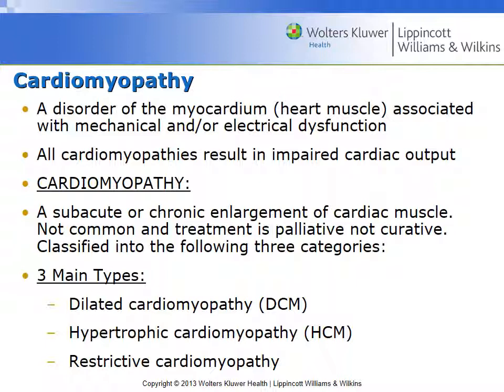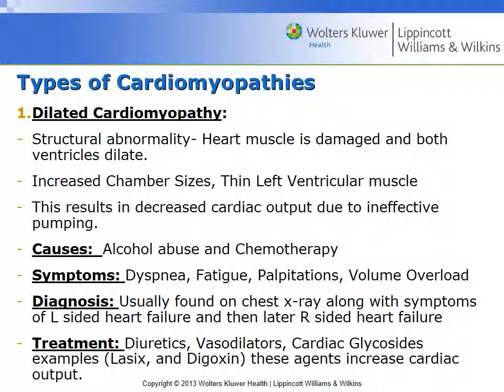Cardiomyopathy is classified into the following three categories. The three main types are dilated cardiomyopathy, hypertrophic cardiomyopathy, and restrictive cardiomyopathy. Dilated cardiomyopathy results from structural abnormalities where the heart muscle is damaged and both of the ventricles dilate. There's an increase in chamber sizes, and the left ventricular muscle has thinned due to this problem. This results in decreased cardiac output due to an ineffective pumping.